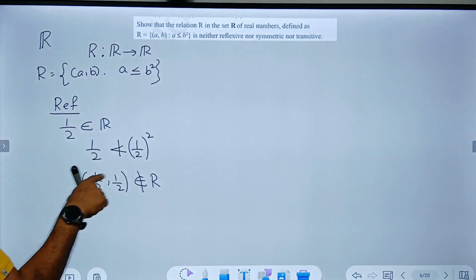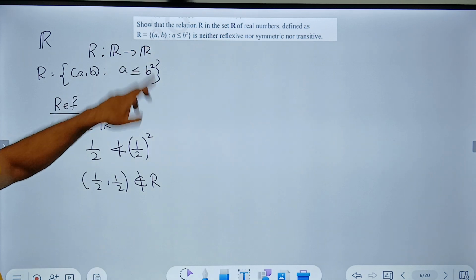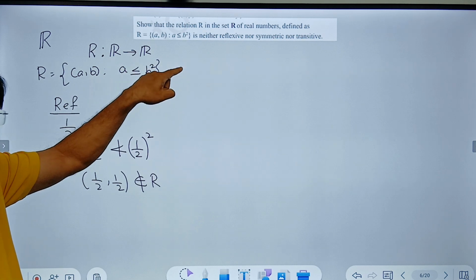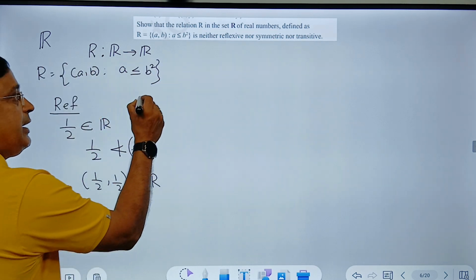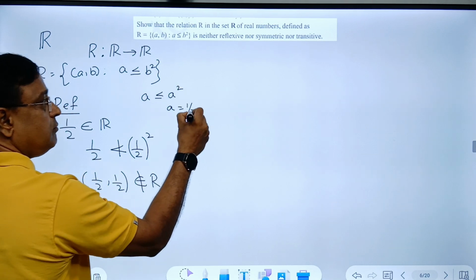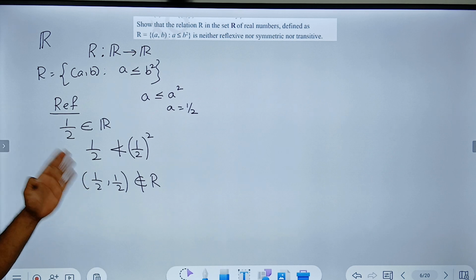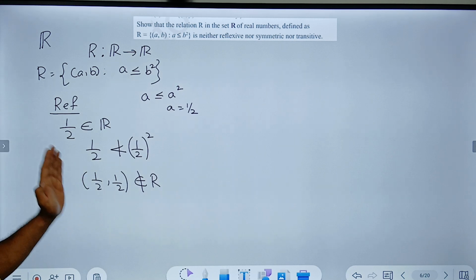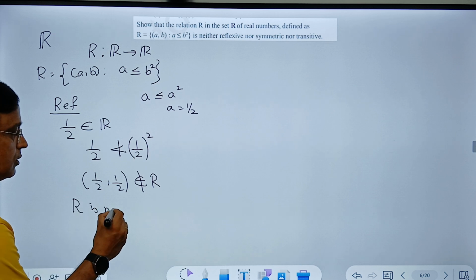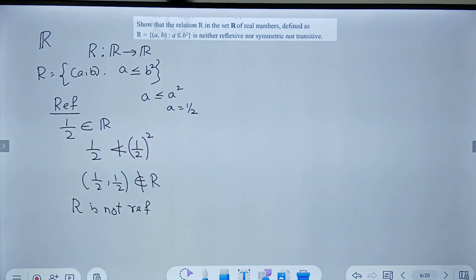Because the relation is a should be less than or equal to b square. If you want a to be related to itself, I should have got a less than or equal to a square. But I cannot have a less than or equal to a square if a is half. You can take some other examples. You can take even 1 by 3. So (half, half) does not belong to R. So you have proved that R is not reflexive.